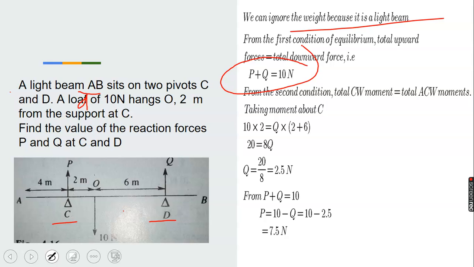We have 2 forces facing up, which are P and Q. Now P plus Q equals the downward forces. We have just one, which is equal to 10. Now P plus Q equals 10.